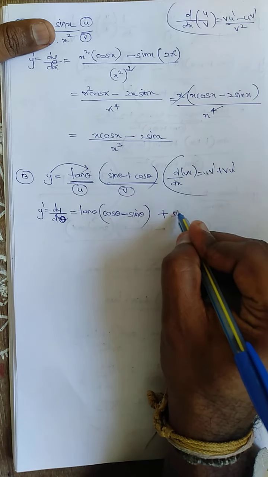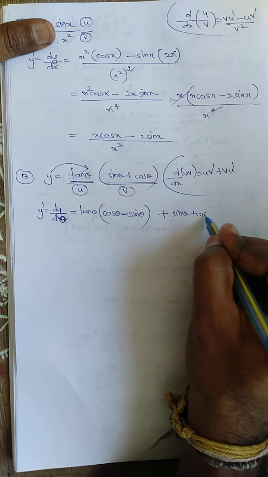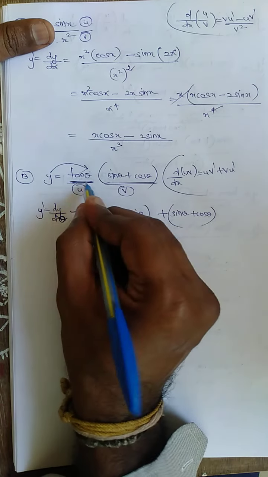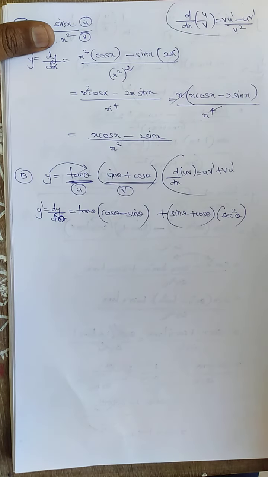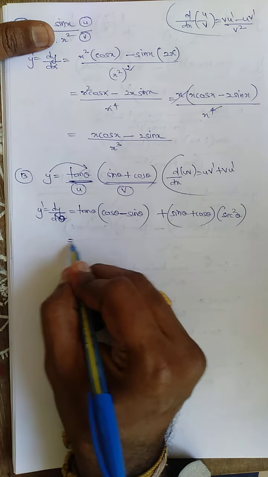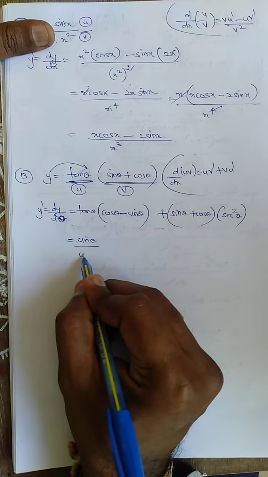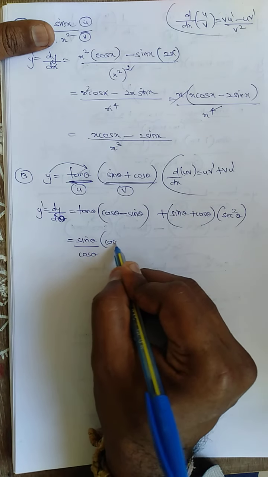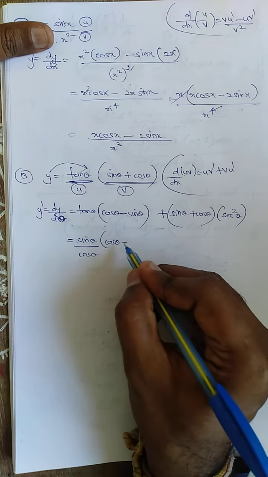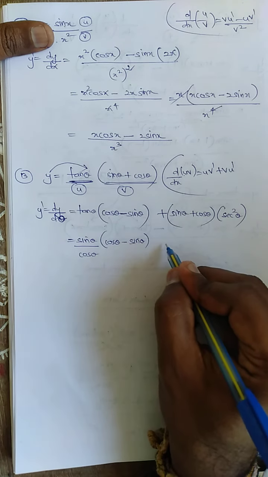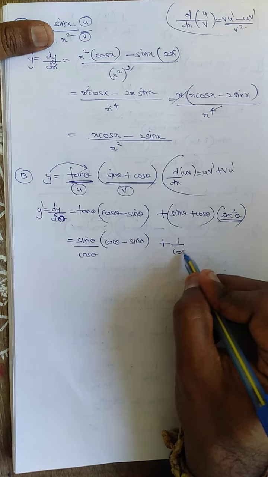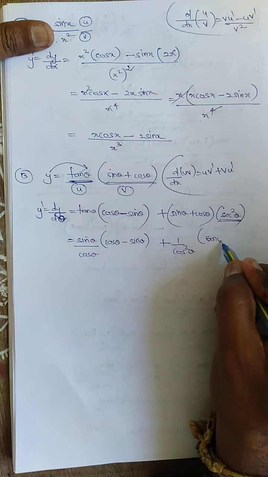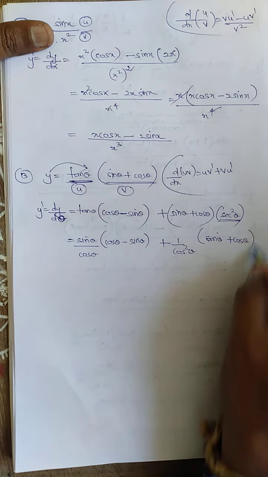keep sin theta plus cos theta as it is. Tan theta differentiates to secant square theta. So this tan theta I am going to write as sin theta by cos theta, open the bracket, cos theta minus sin theta, plus this secant square theta I am going to write as 1 by cos square theta, open the bracket, sin theta plus cos theta.